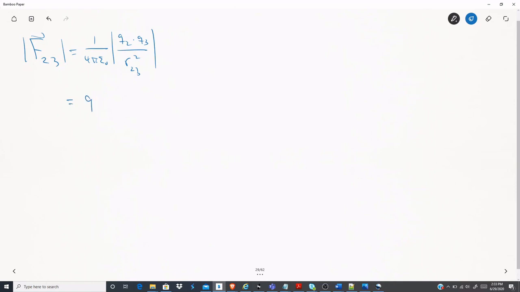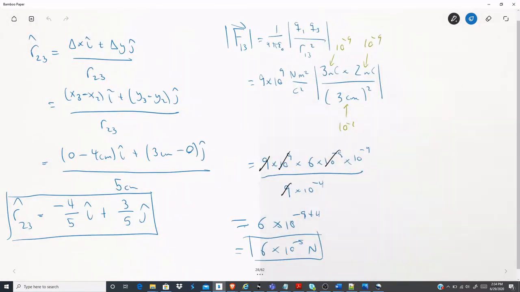This is going to be 9 times 10 to the 9th newton meters squared per coulomb squared. Oh, and I guess I dropped the units on the previous problem. Those will be newtons, and the way this works out is that I have the newton meter squared per coulomb squared from Coulomb's constant, and then from here and here I get a coulomb squared, and from the square of this I get a meter squared downstairs. So the meter squareds cancel and the coulomb squareds cancel, which leaves newtons.